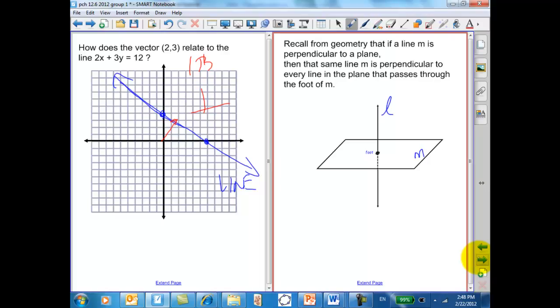No, I'm sorry. If a line M is perpendicular to a plane, let me call this M. The line is M. We've got this plane here. If M is perpendicular to the plane, it's got to be perpendicular to every line of the plane that passes through the foot of M. Remember, the foot is where the line hits the plane?